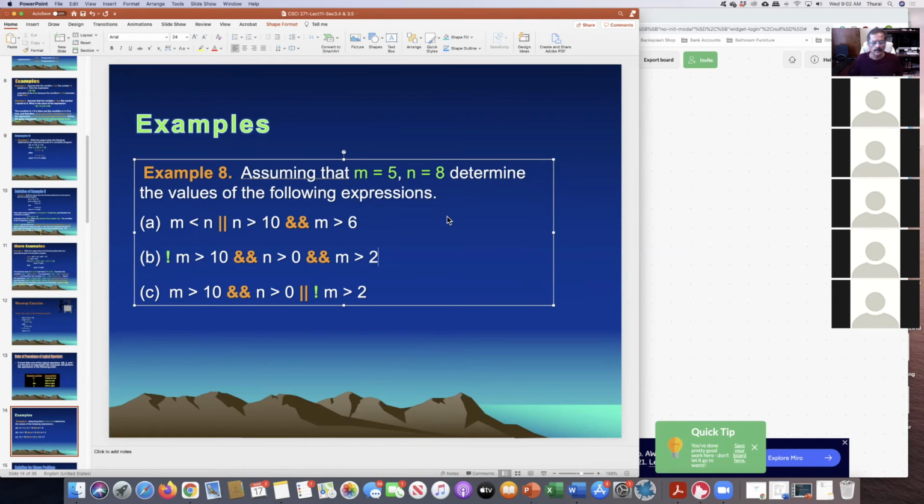Okay, so only Sam is right with all the answers. They are true, true, and false. First one is true, second one is true, third one is false. So true, true, false is the right answer.